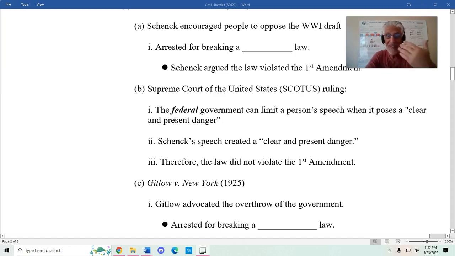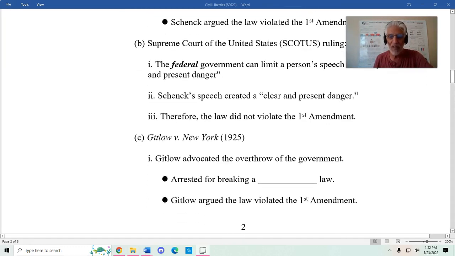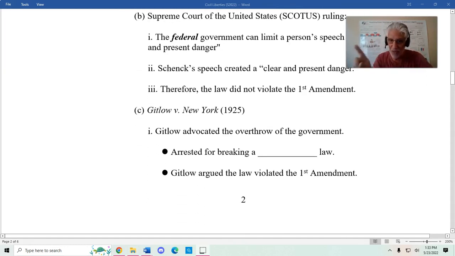In any case, in Gillow versus New York, what happened is Mr. Gillow was advocating the overthrow of the government. Right? Obviously something more serious than saying don't sign up for the draft. He's advocating for the overthrow of the government. Now, in Mr. Gillow's case, he was arrested as well, but was he arrested for breaking a state law or a federal law? Well, hopefully you said a state law, and the reason you know that is because it's Gillow versus New York, not versus the United States.